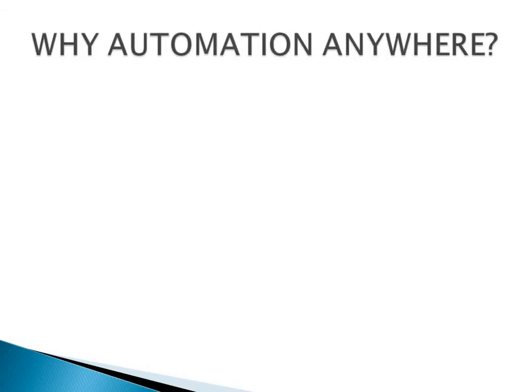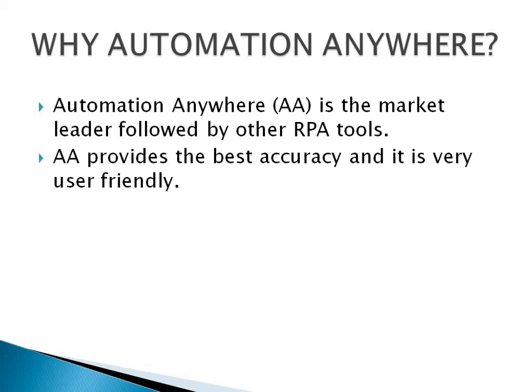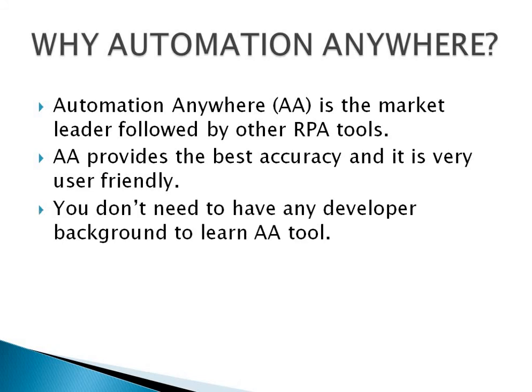And let us know why we have chosen Automation Anywhere, as there might be other tools in the market for RPA. Automation Anywhere is the market leader, followed by other RPA tools, for example, Blue Prism, UiPath, and so on. Automation Anywhere provides the best accuracy, and it is very user friendly. You don't need to have any developer background to learn this tool.